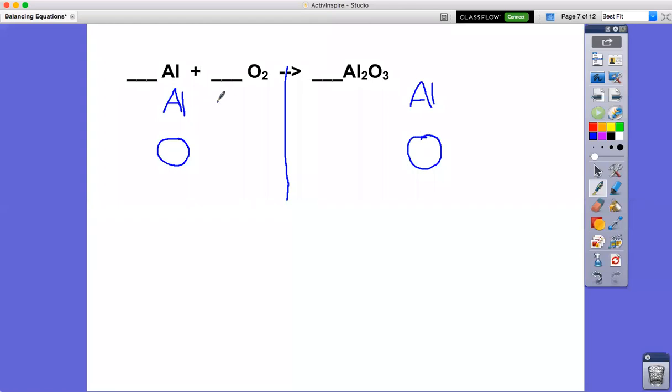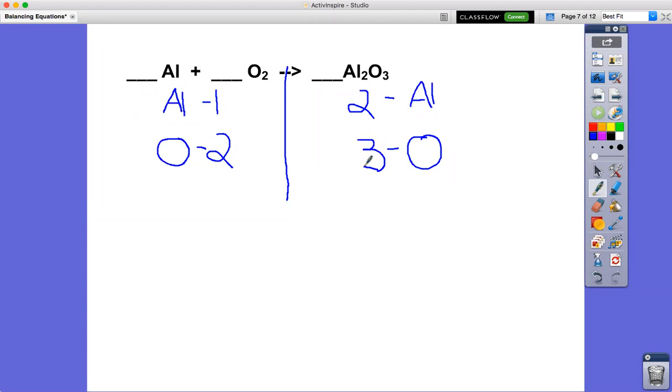Al, O. Okay, how many Als on my reactant side? Good, yeah, 1. How many on my oxygen side? Yes, beautiful, guys, 2. Okay, how many Als on my right? Yep, 2. And how many oxygens? Yep, 3. Excellent. Okay, nothing's balanced, is it?